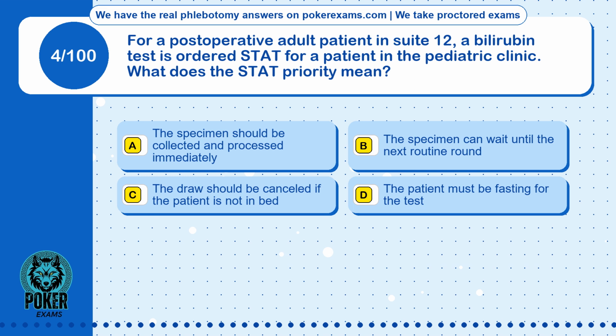Question 4. For a postoperative adult patient in Suite 12, a bilirubin test is ordered stat for a patient in the pediatric clinic. What does the stat priority mean?